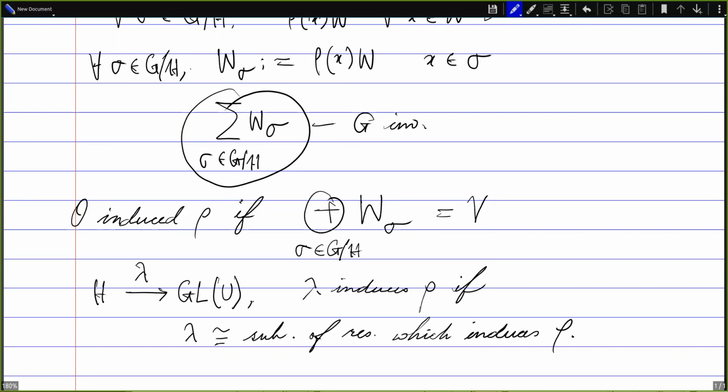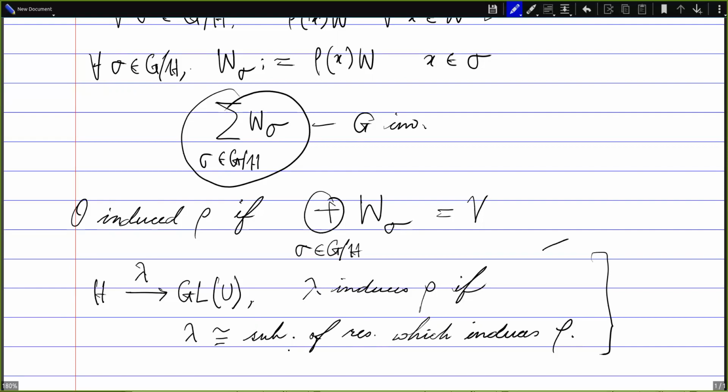Try to understand the definition. First, the induction is defined for subrepresentations of the restriction. Next we define the meaning of induction for any arbitrary representation lambda, and that is purely done in terms of a subrepresentation of the restriction in the above sense. So try to understand.